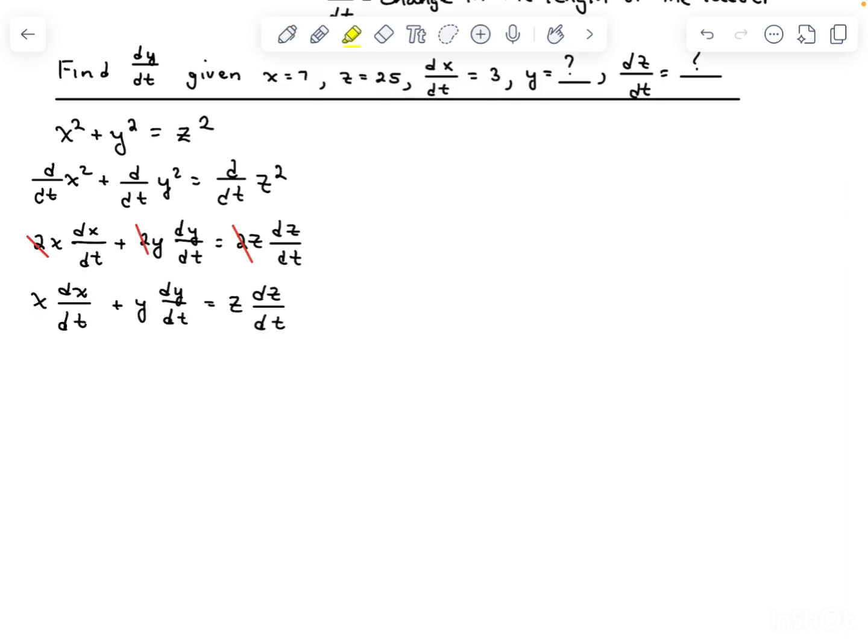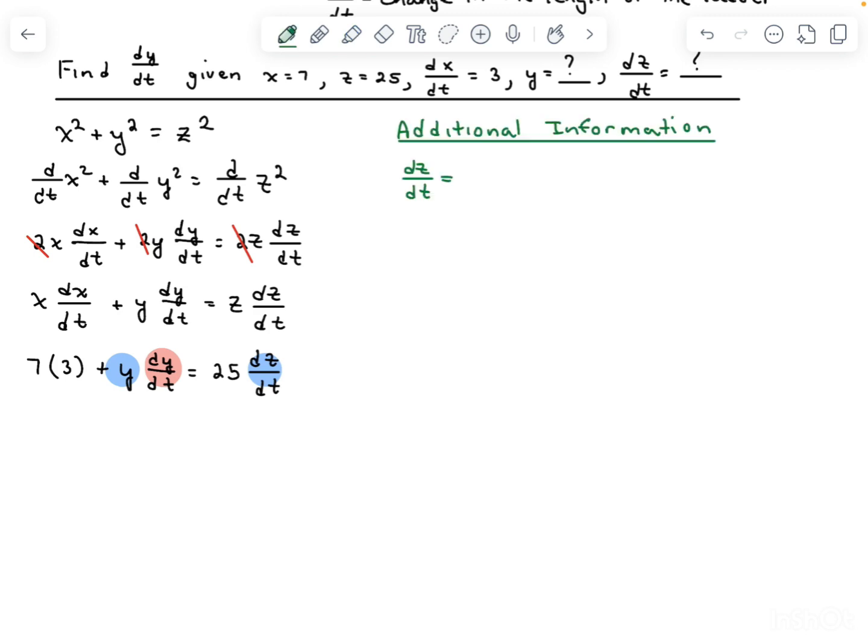Now we are ready to substitute the given information into the equation. We know that x is equal to 7, z is equal to 25, and dx/dt is equal to 3. After making those substitutions, the equation will look like this. We are trying to find dy/dt. However, we do not have values for y or dz/dt, so we are going to calculate those now.